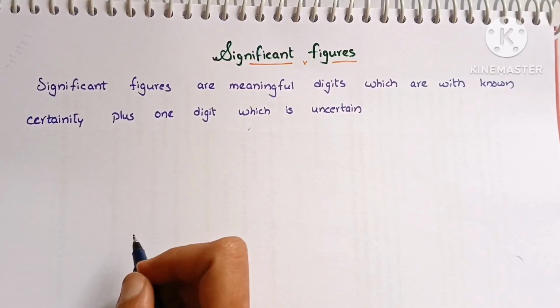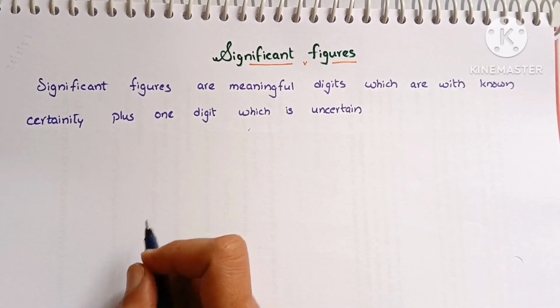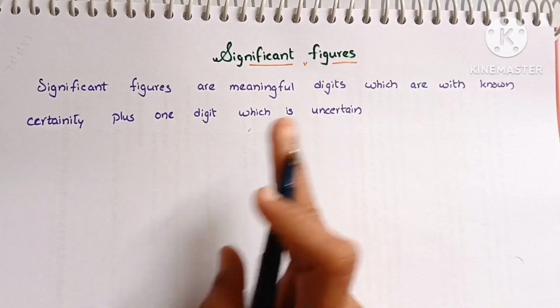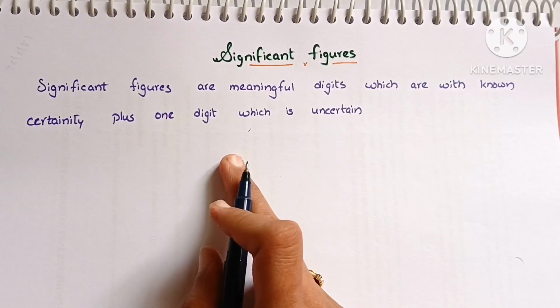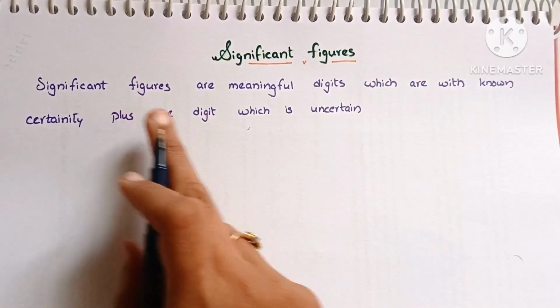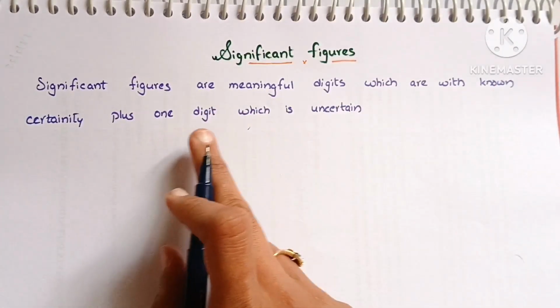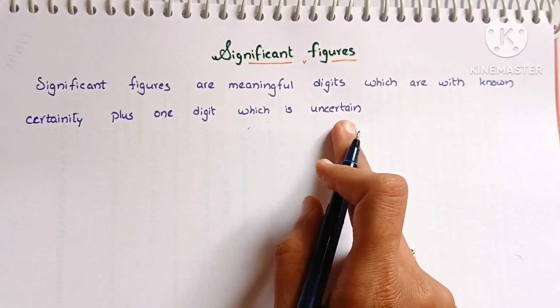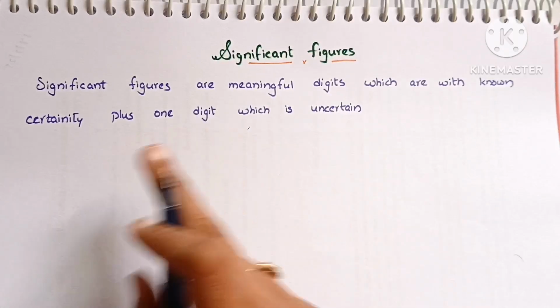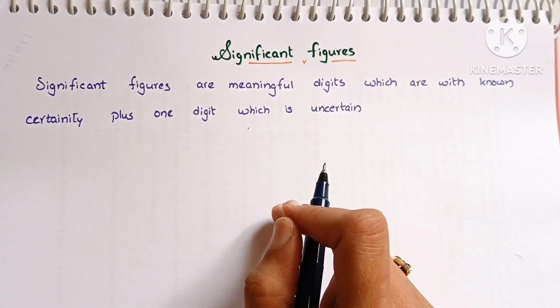Hi everyone, in this video I am explaining what is meant by significant figures and how we can find the number of significant figures in a measured value. Here, significant figures are meaningful digits which are known with certainty plus one digit which is uncertain. What is meant by certainty and uncertainty?